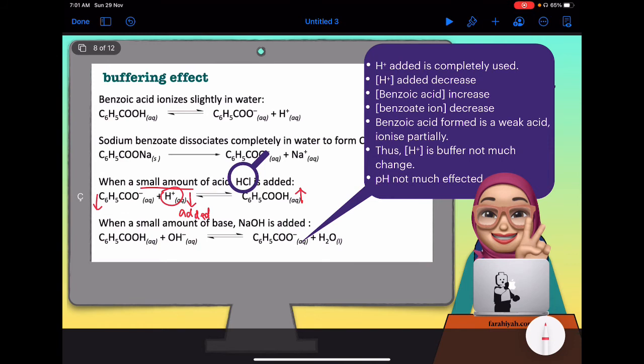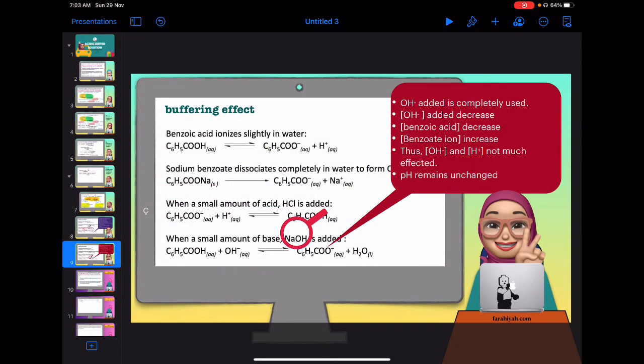Since this one is your product, benzoic acid is a weak acid that ionizes partially, which means the reverse reaction is possible but really small. So, it is hard to produce H+ back. Thus, the concentration of H+ in the buffer is not much affected. Maksudnya, concentration H+ ni tak bertambah. So, when the concentration of H+ does not increase, it means that the pH is not much affected.